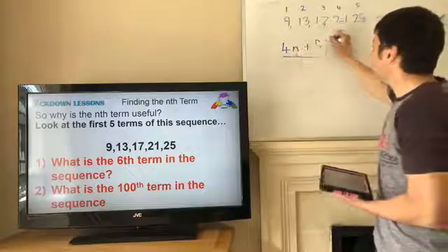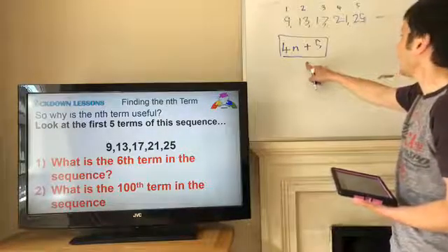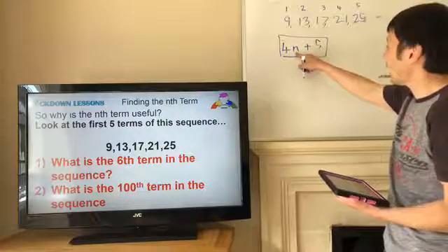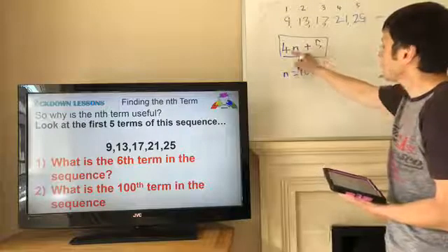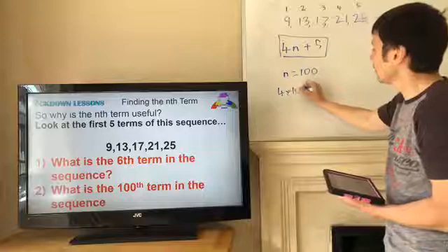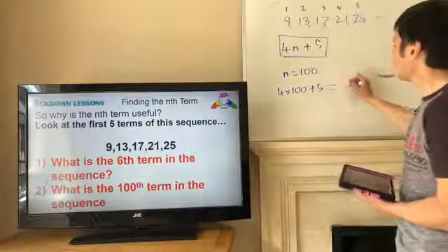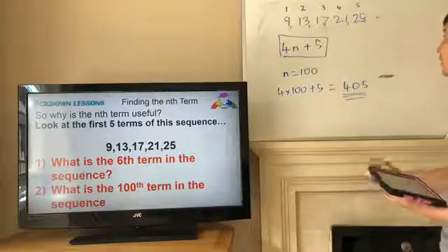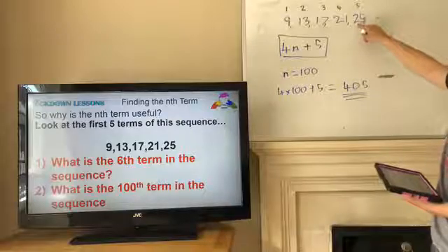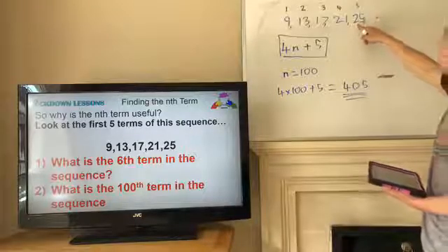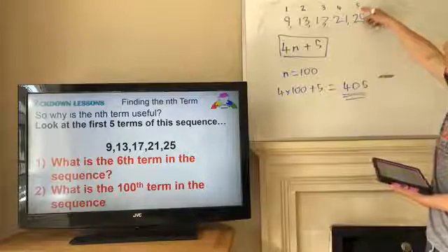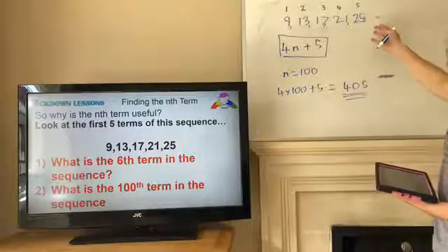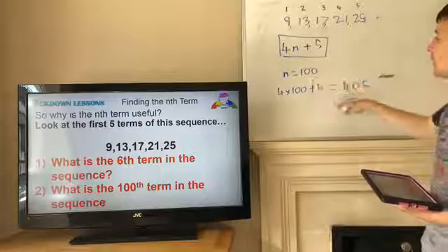Okay? If we've got our nth term, we can then say, to get to our 100th term, we can just put n equals 100 into it. So we do 4 times 100 plus 5, which is going to give me 405. Now what you cannot do is think, well, I know my 5th term is 25, so to get to 100, I can do that times 20 and get 500. Okay, that's not going to work. You've got to use this method here.